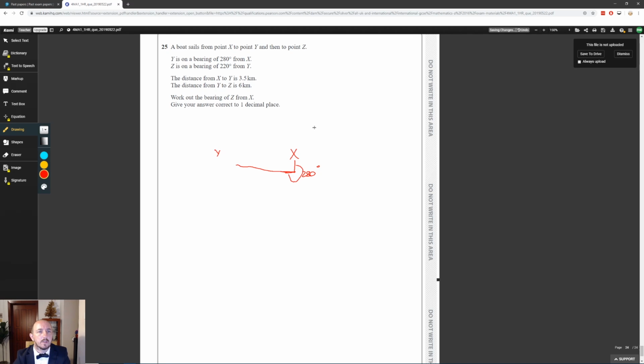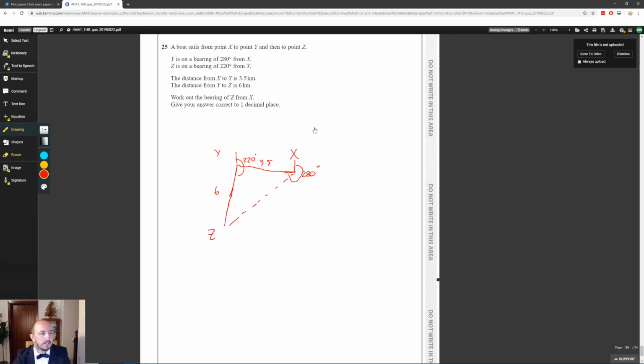And then Z is on a bearing of 220 from Y. So 220 is kind of down there. That angle in there is 220 to Z. The distance of X to Y is 3.5 and the distance of Y to Z is 6. And work out the bearing of Z from X. So we need that line in there.